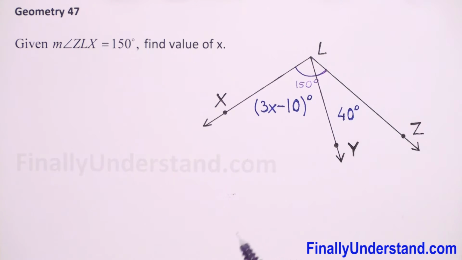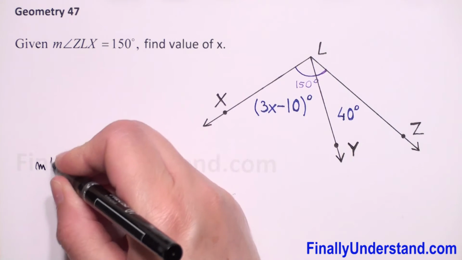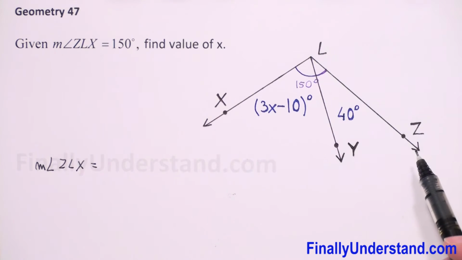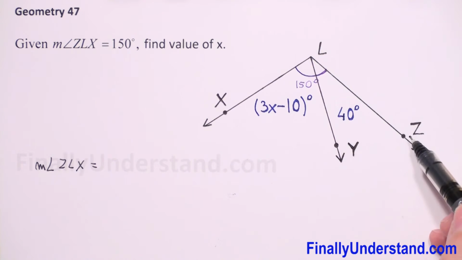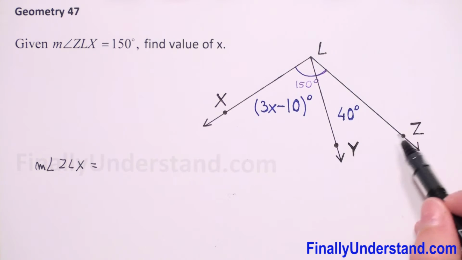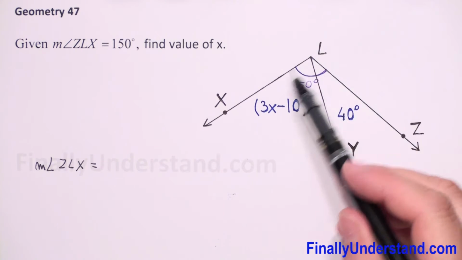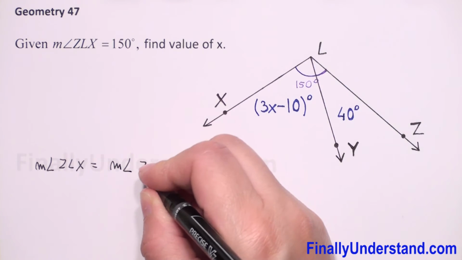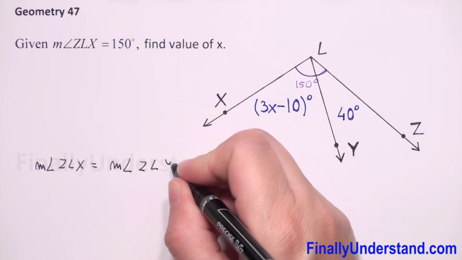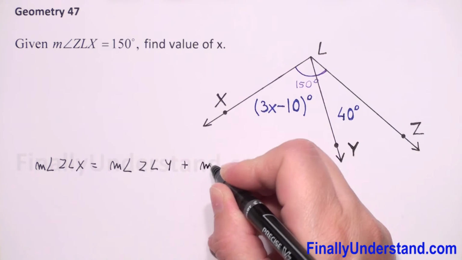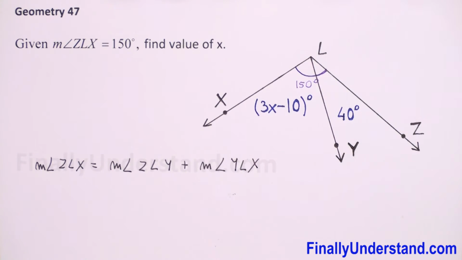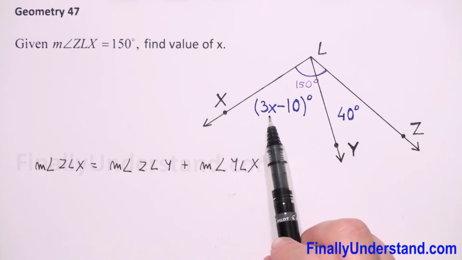So we can write that the measure of angle ZLX is equal to the sum of angles ZLY plus YLX. So we have the measure of angle ZLY plus the measure of angle YLX. What we have to find here? We have to find x.